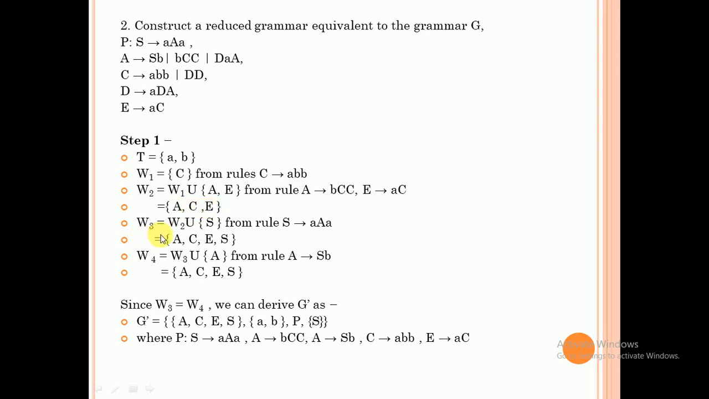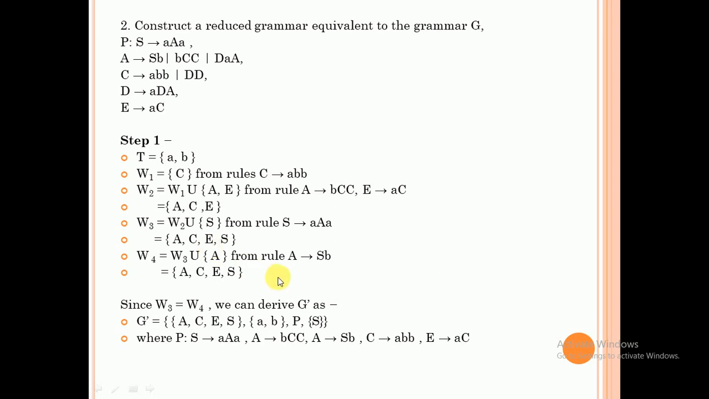Then W3. W3 is equal to W2 union S. Again you need to follow the same structure. I have checked for C. We don't have any production whose right side contains E, but we have a production whose right side contains A. That production is S goes to small a, capital A, small a. So that is the reason I have included S. So again make a union with W2, you will get this. This process will continue until you get W4 equal to W3.